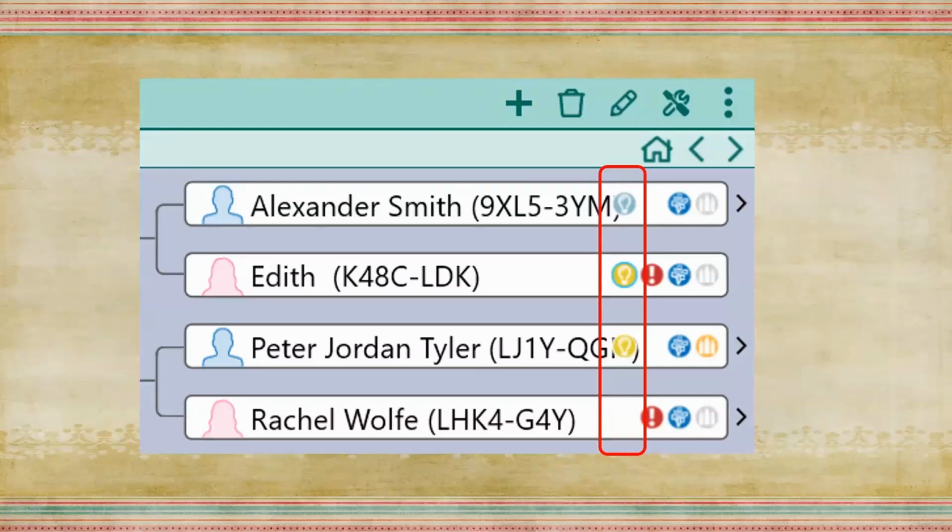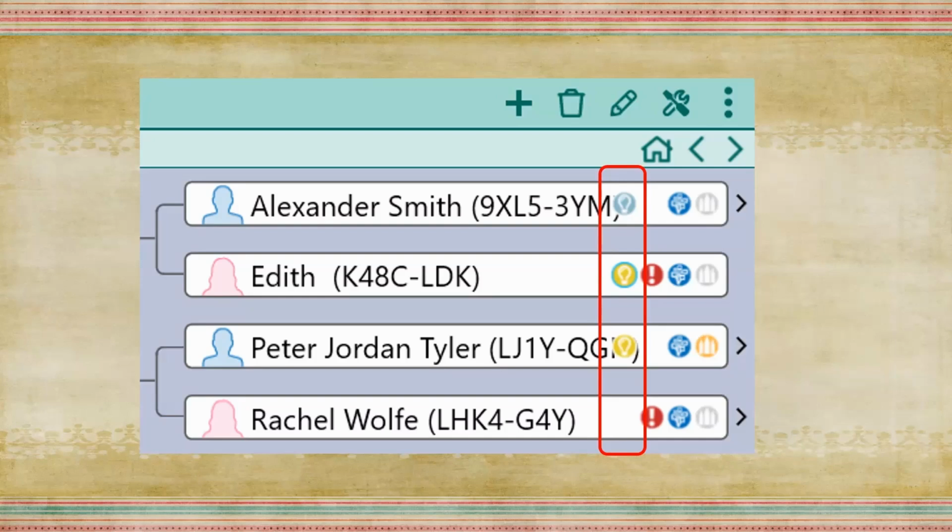You can see each individual in this clip has a variety of icons. The web hint status for Alexander is no pending hints for me to review, and RootsMagic is still searching. While Edith's web hint status tells me I have pending hints to review, and RootsMagic is still searching.